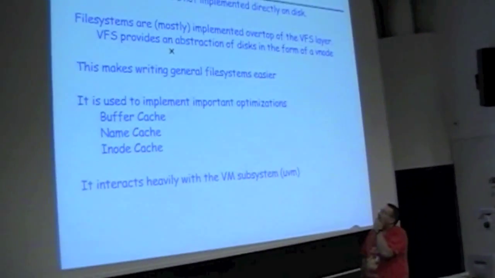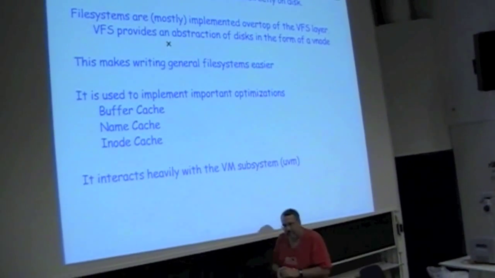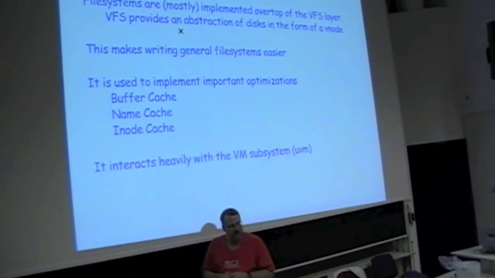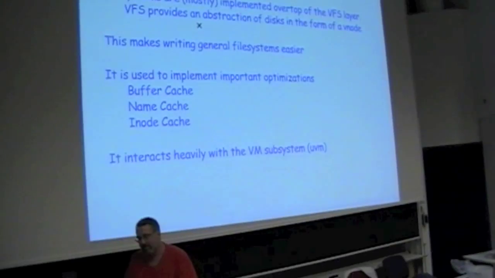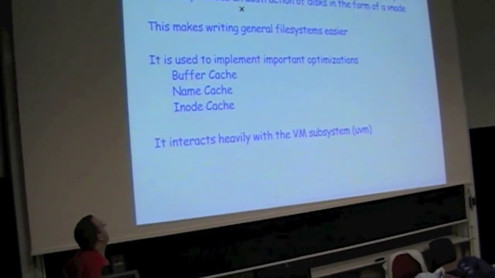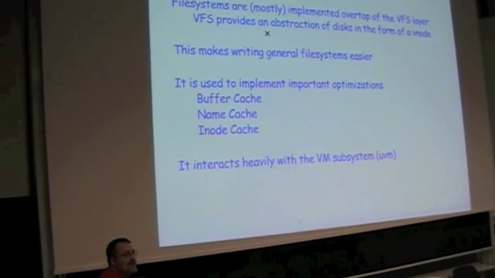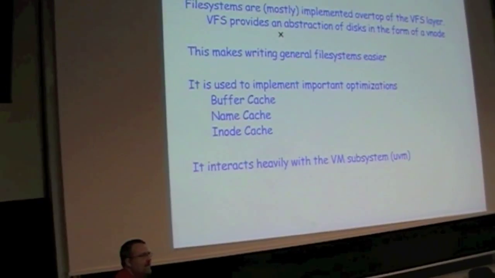Theoretically. The other very, very important thing is they are used to implement some very important optimizations that are key for the performance of any Unix system, OpenBSD or anything. And that's the buffer cache, the name cache, and the inode cache. Okay, and what are those things?